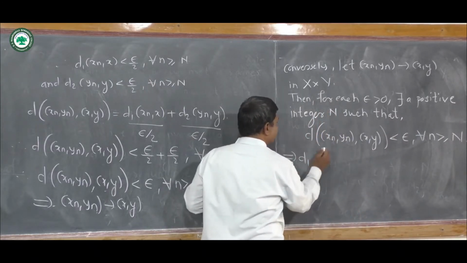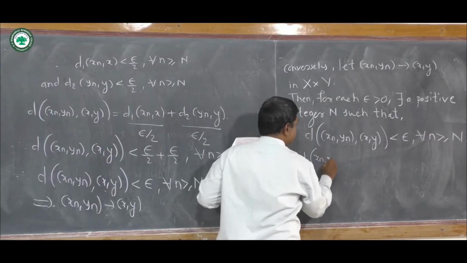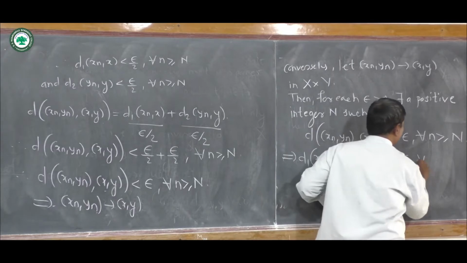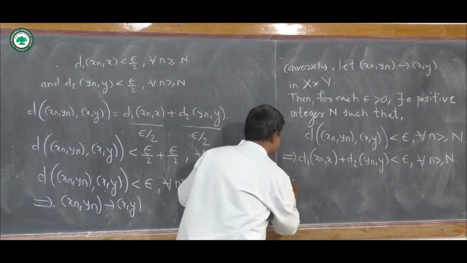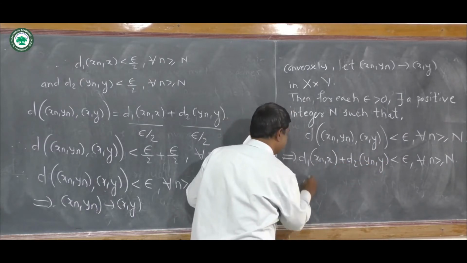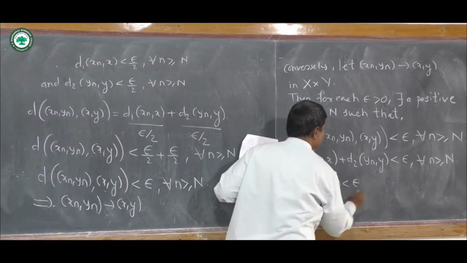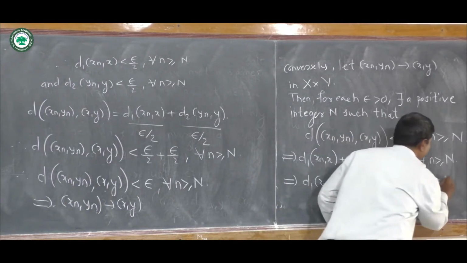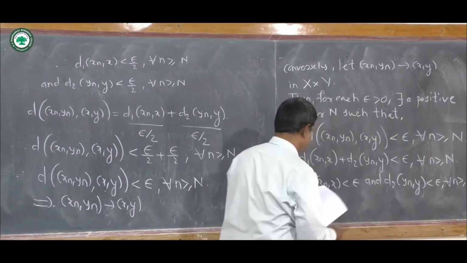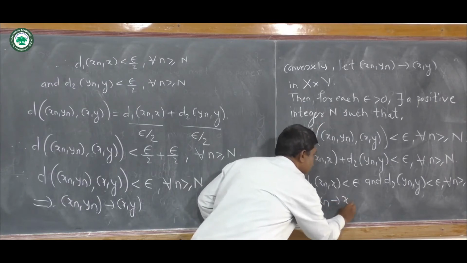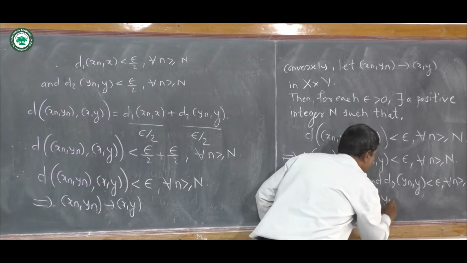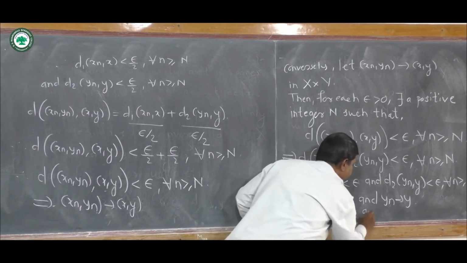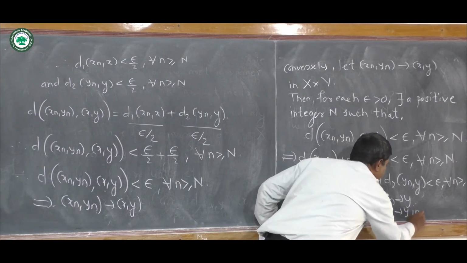So this implies that, using the definition of d, we write d1 of xn comma x plus d2 of yn comma y is less than epsilon for all n greater than or equal to N. Now the sum of these two is less than epsilon, so this implies that d1 of xn comma x is less than epsilon, and d2 of yn comma y is less than epsilon for all n greater than or equal to N. Now the meaning of this is that xn converges to x in X and yn converges to y in Y.